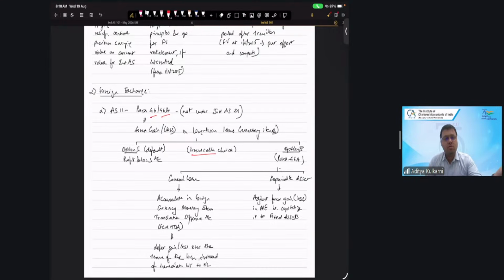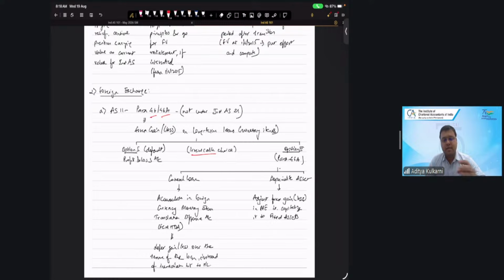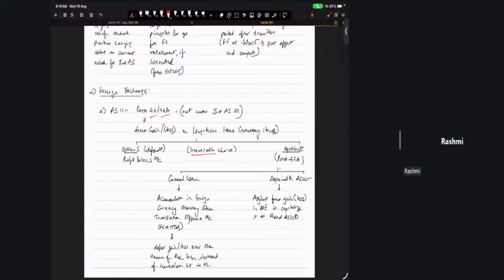When the year started, the rupee-dollar exchange rate was, let us assume, 60 rupees per dollar. By 31st March 2011, it became 72 rupees. 60 became 72. There is a difference of 12 rupees. What entry will you post?